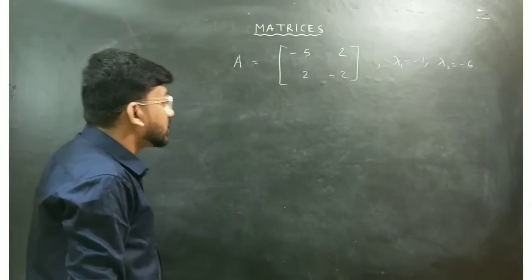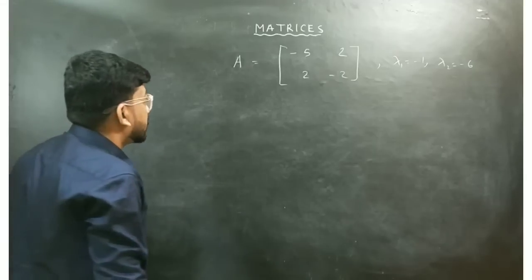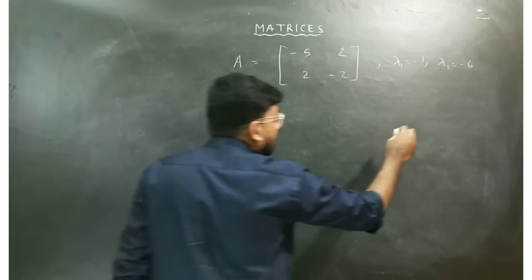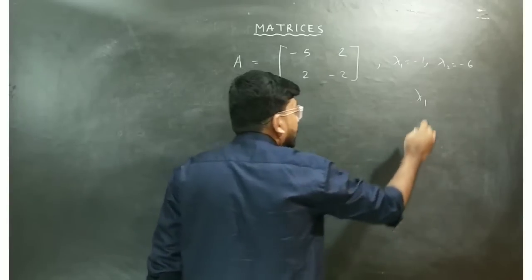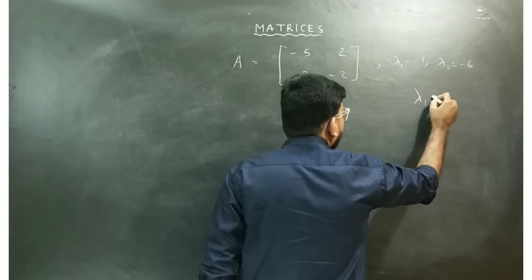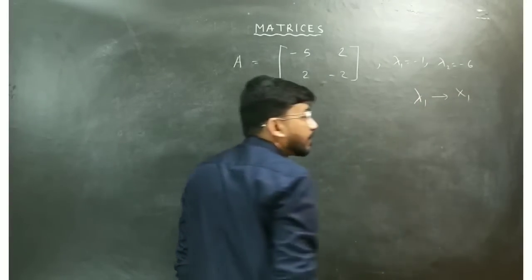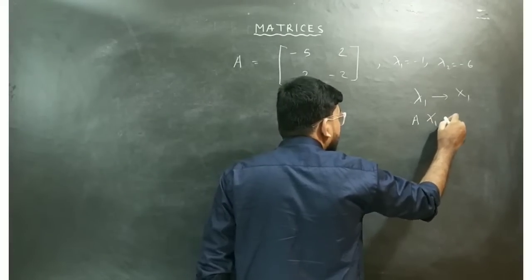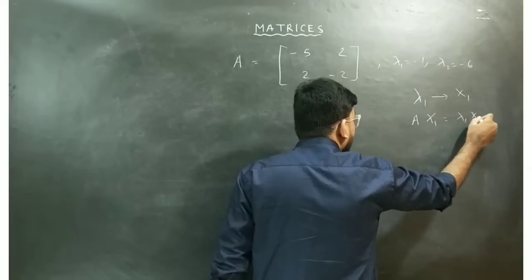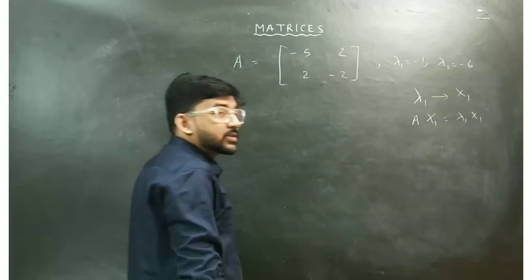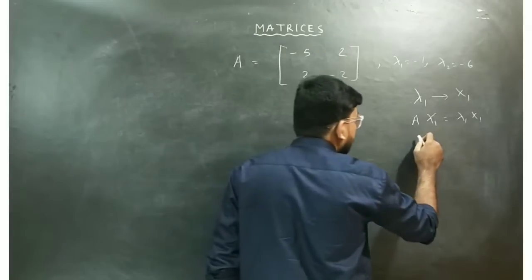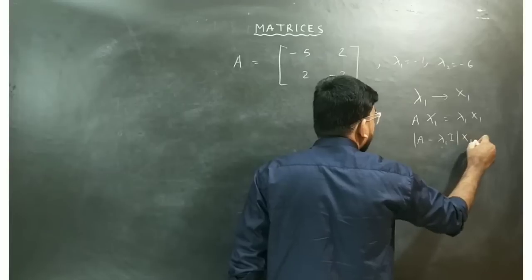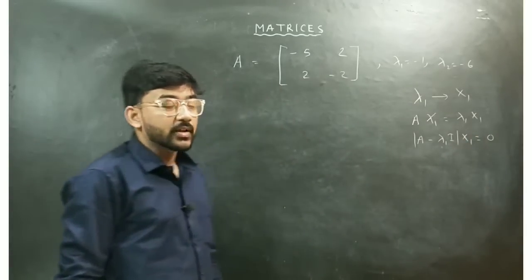For that, I have discussed in the theory part in the first video of matrices that if you have an eigenvalue like lambda 1, then corresponding to lambda 1 you have eigenvector x1, and it will follow this equation, A x1 is equal to lambda 1 x1. That means this x1 is the eigenvector corresponding to lambda 1. You can write it in this way also: A minus lambda 1 I into x1 equal to 0, and this x1 will be your eigenvector.